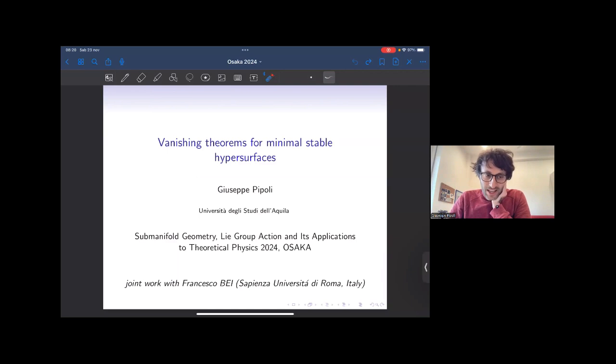It's a real pleasure for me to talk with you, even if not in person, but unfortunately I'm not able to come. And thanks a lot to Professor Koike for the invitation. And I would like also to apologize to all the speakers because the program was very interesting, but the jet lag with Italy is too much, and so I wasn't able to attend the previous talk.